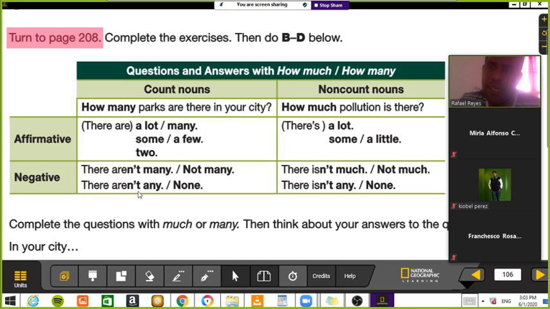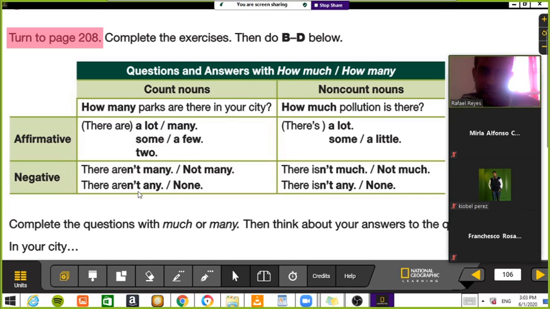So, how many parks are there in your city? How many cars do you have? How many boys do you have? Or how many brothers and sisters do you have? Now, after you got that you know that you are asking a question about a count noun, then we have a couple of options for the answers.